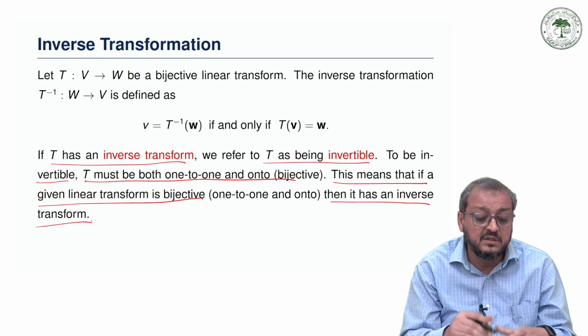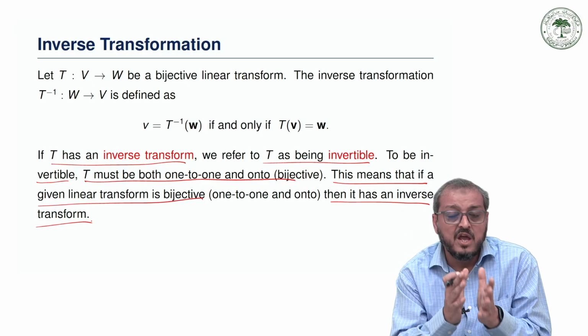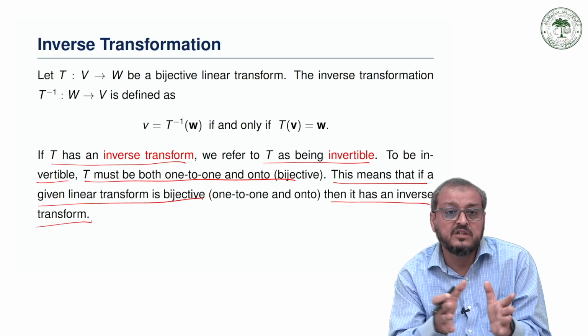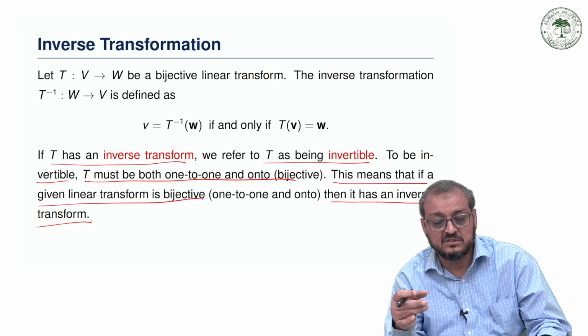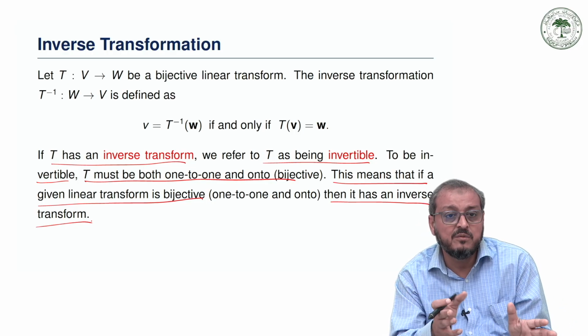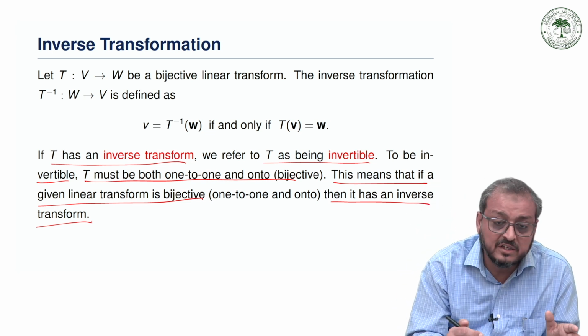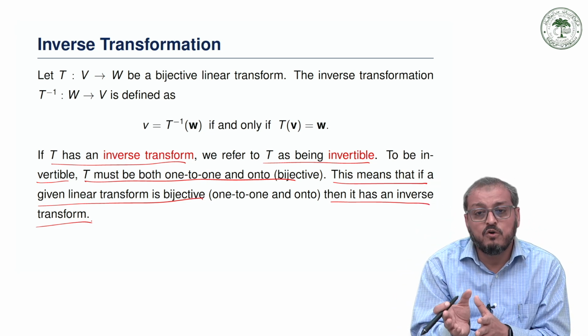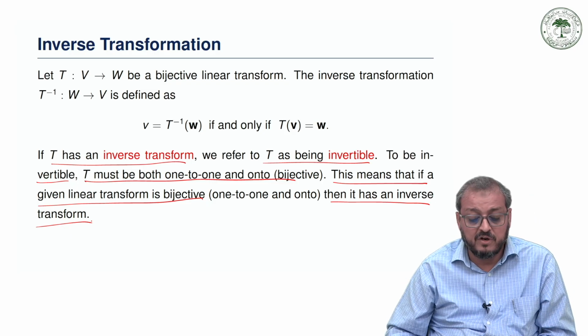So by this definition we can say that if any linear transformation T is bijective, meaning it is one-one and onto, then its inverse also exists, and that inverse transformation T inverse is from W to V, defined in the form: if T of v is equal to w, then v is equal to T inverse of w.